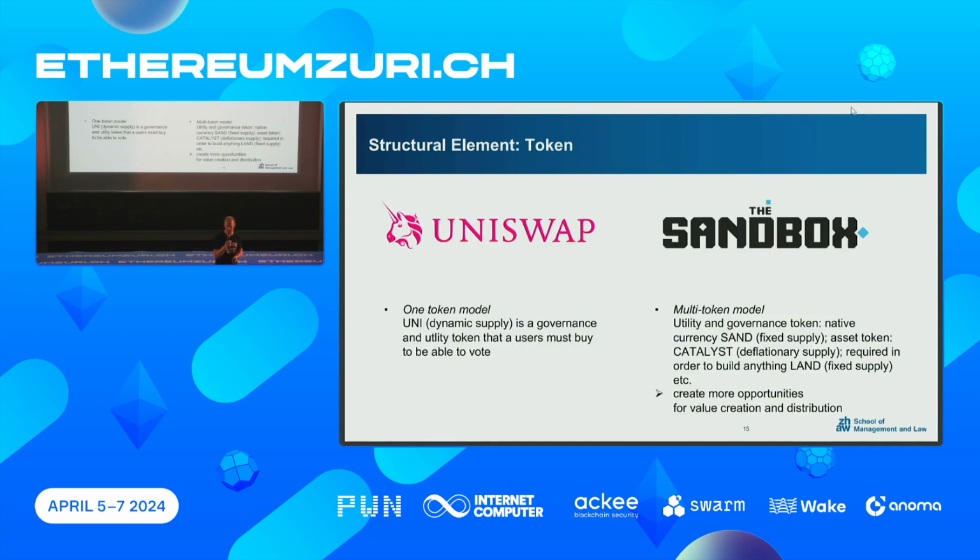There are different designs here. You can think about how to design your supply, whether it should be tradable or not. So Uniswap, for example, has a one token model, where they also added, I think 1 month ago, some incentives to be more active in the governance process. Whereas the Sandbox, for example, has a multi-token model where you have a native currency to vote. Then you have tokens to create NFTs that you need to be eligible for creating NFTs and so on.